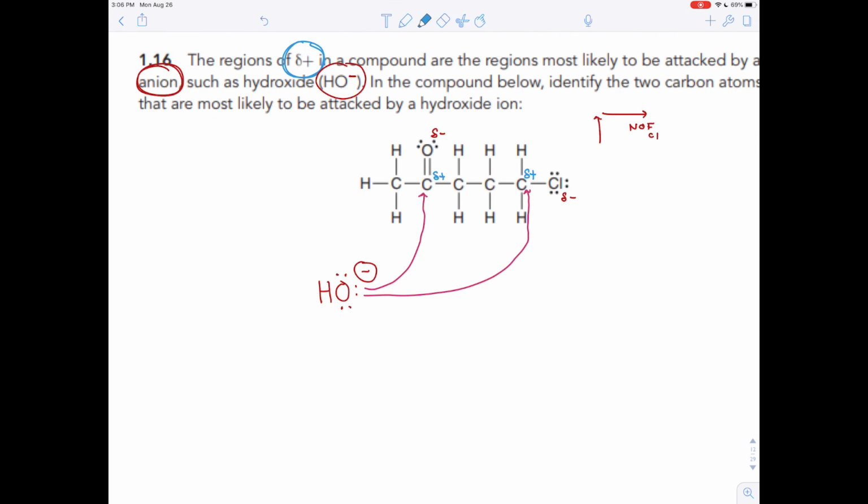Remember, the other thing you always want to look for when finding these partial charges is metals. Metals have very low electronegativity, so they'll tend to be slightly positive, and whatever they're bonded to will be slightly negative.